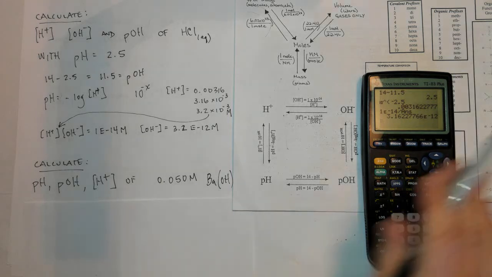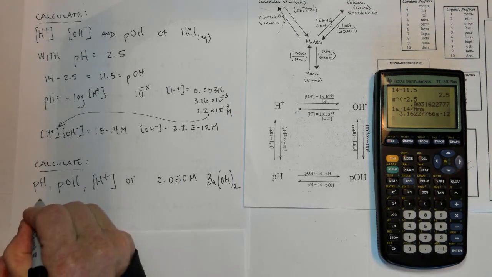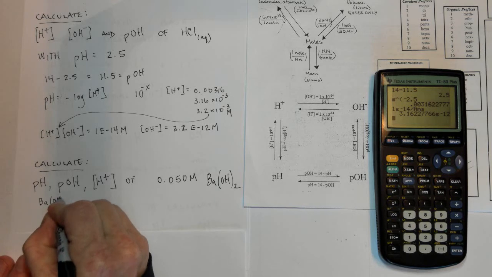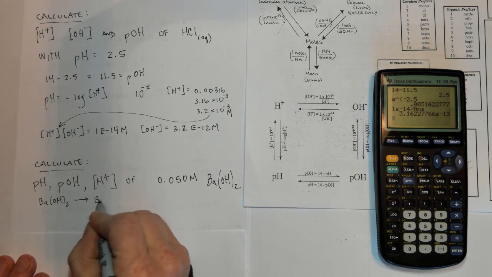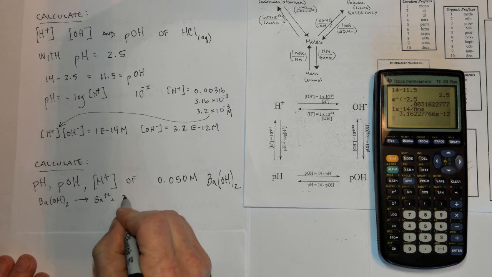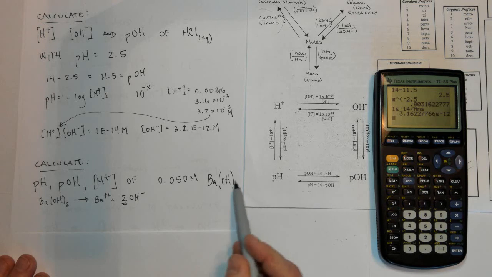One other example problem: let's calculate the pH, the pOH, and the H plus from a solution of 0.05 molar Ba(OH)2. I chose this one because it's tricky. When Ba(OH)2 dissociates, which it does completely because remember this is a strong base, it gives you Ba 2 plus and 2 OH minuses. Notice this 2 right here.